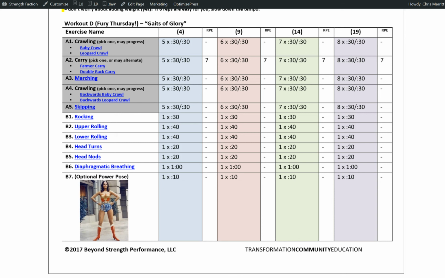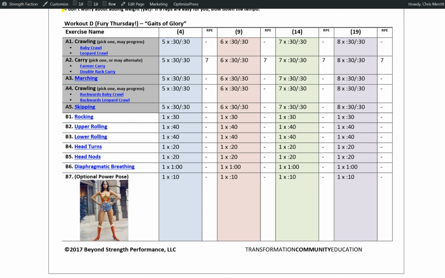So this one, you have an A circuit, and then you have a B kind of finisher here. Your A circuit is going to be pick one of the crawling variations, 30 seconds on, 30 seconds off. But you're going to do A1, A2, A3, A4, A5 in that manner. So you would crawl for 30 seconds, rest 30 seconds, carry for 30 seconds, rest 30 seconds, march for 30 seconds, rest 30 seconds, backwards crawl for 30 seconds, rest for 30 seconds, skip for 30 seconds, rest 30 seconds, repeat for 5 rounds.